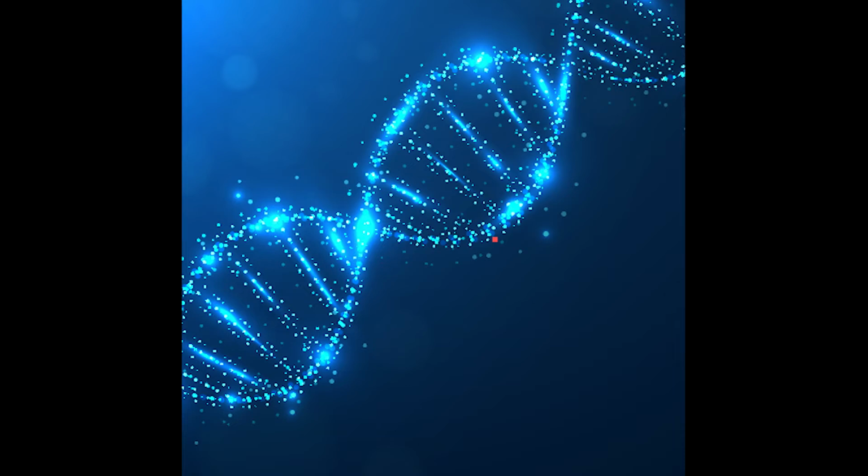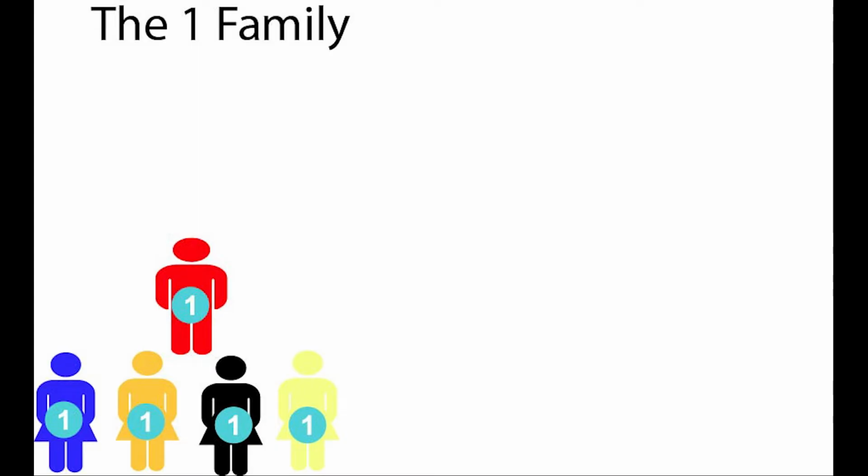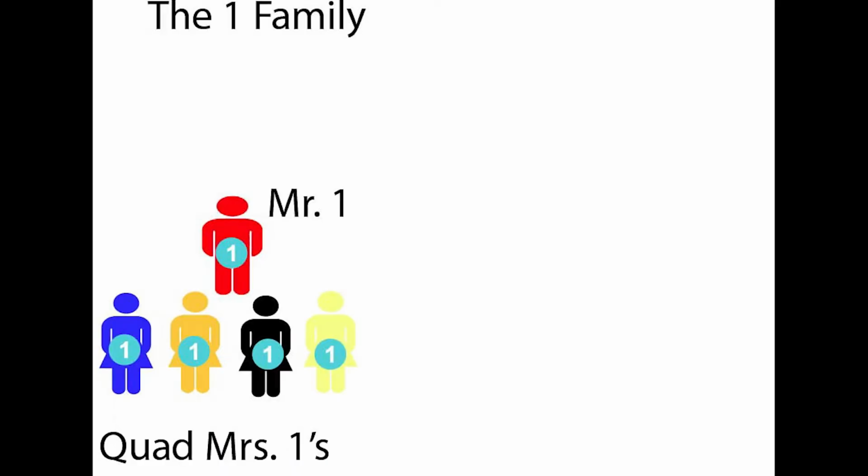And now let's go to one of the polygynous families, the 1 family. You have the red man here who this time is polygynous, and you will see his blue wife, the first, Mrs. 1, along with the other wives. Let's keep it simple and just refer to them as Mr. 1 and Quad Mrs. 1s. The word quad means a quantity of 4.